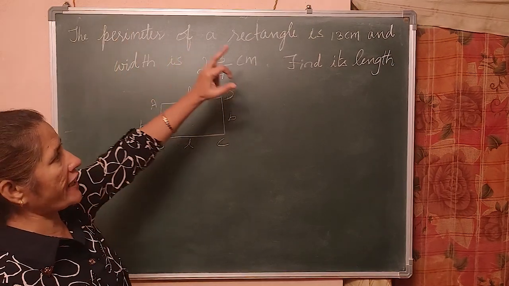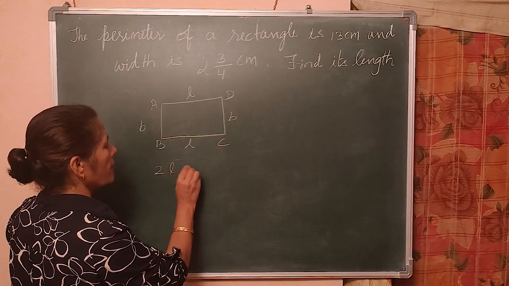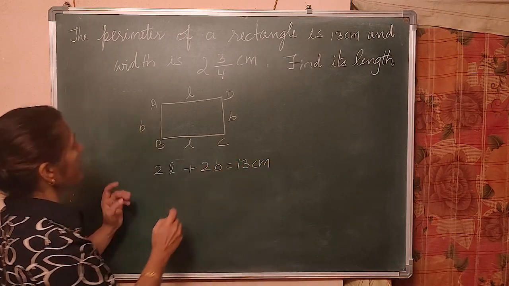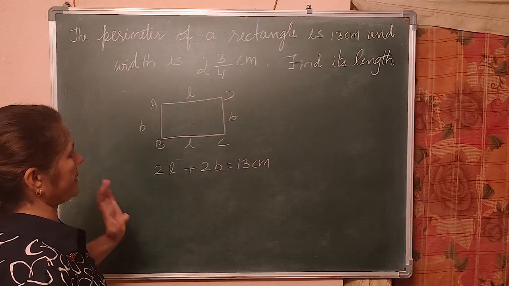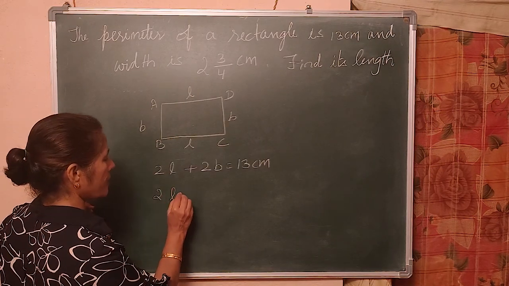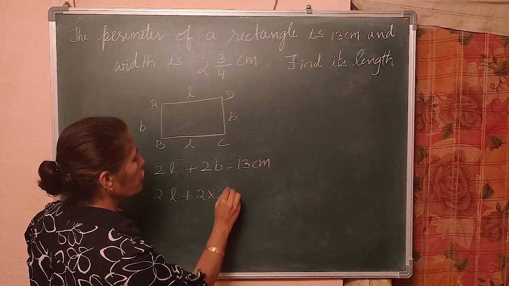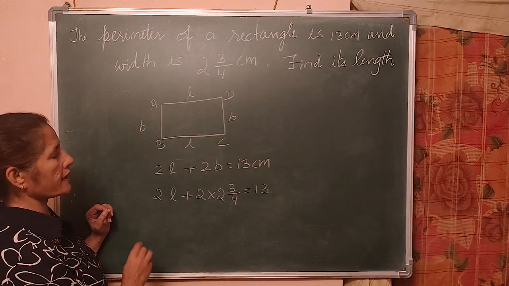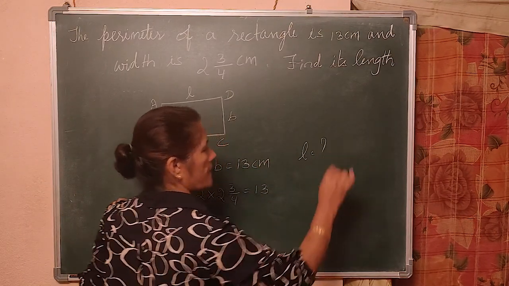The perimeter of a rectangle is 13 centimeter. That means 2 times length plus 2 times breadth is equal to 13 centimeter. The width, which means breadth, is 2 3 by 4. So 2 length plus 2 times, what is the breadth they have given? 2 3 by 4 is equal to 13. So what is your work? L is equal to how much? That is what you have to find out.